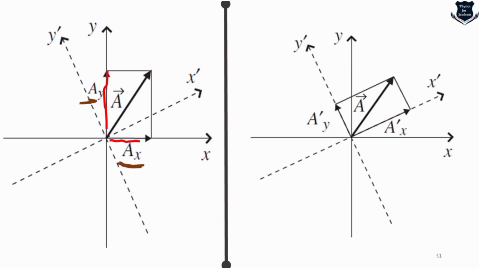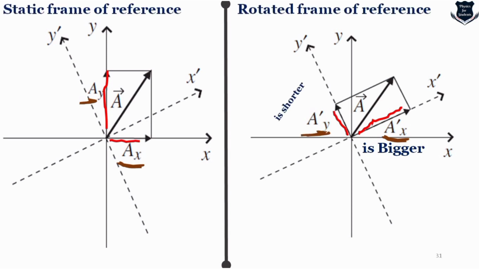Now what do we do? On the right hand side, we rotate this xy. So we take a kind of rotation. We call it A prime x and A prime y. Now you see what happens, that this A prime x is bigger compared to the original Ax, which is in a non-rotated frame of reference. And this A prime y is shorter compared to the non-rotated Ay frame of reference.